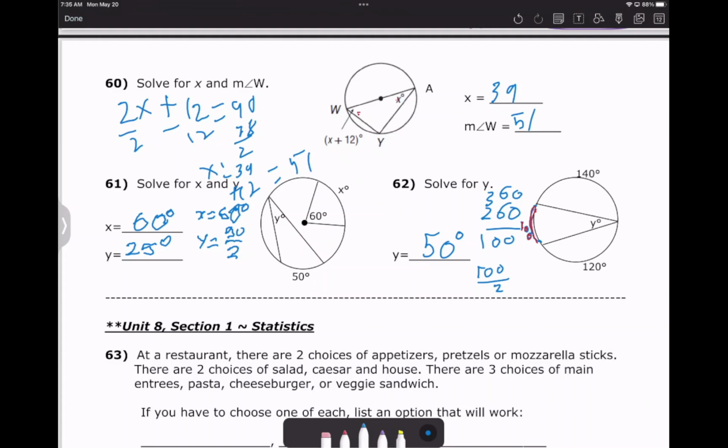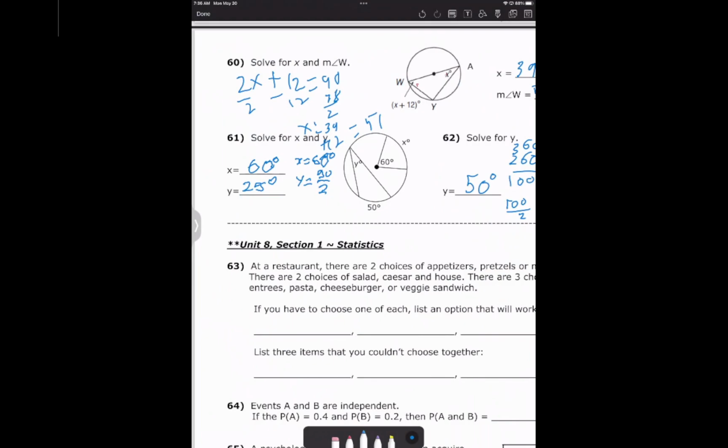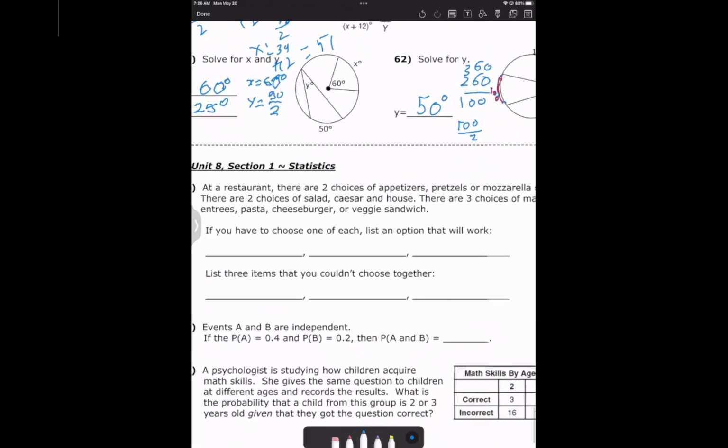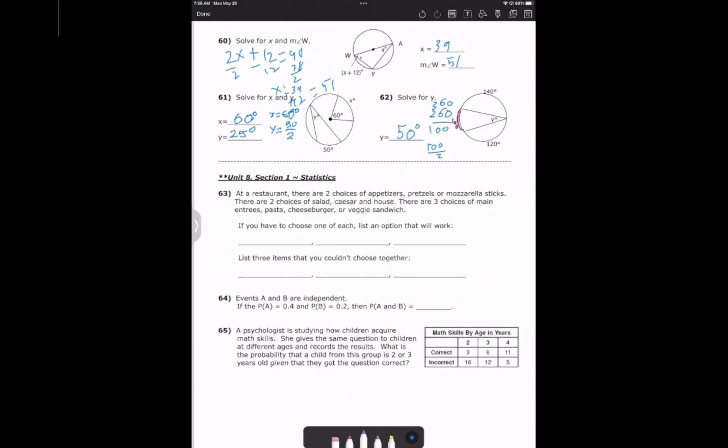All right. Bo. 63. Now, for 63, if you were a good student and actually did all these without waiting for someone else to do it for you, your answer will probably be different, because there's 12 different ways you can answer this question for the first one. Okay? You just have to pick one of each. So pick a pretzel or mozzarella, pick Caesar or house, and pick pasta, cheeseburger, or veggie sandwich. You just pick one of each. That is it. All right?